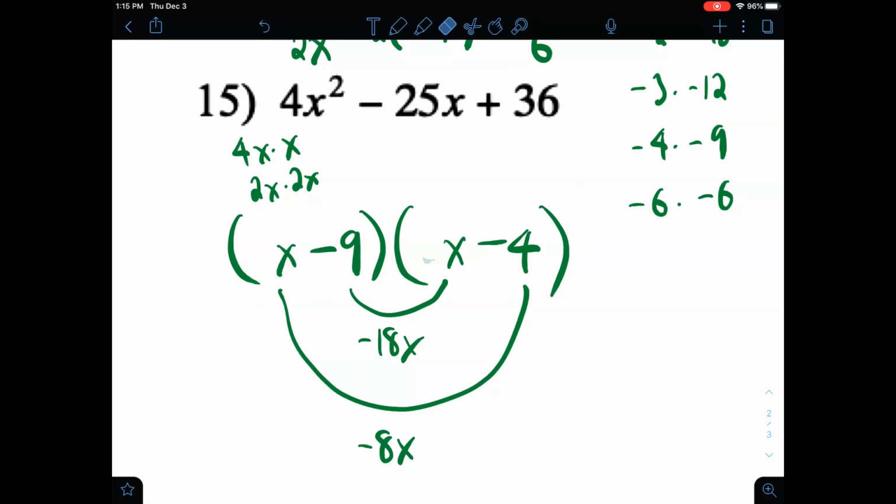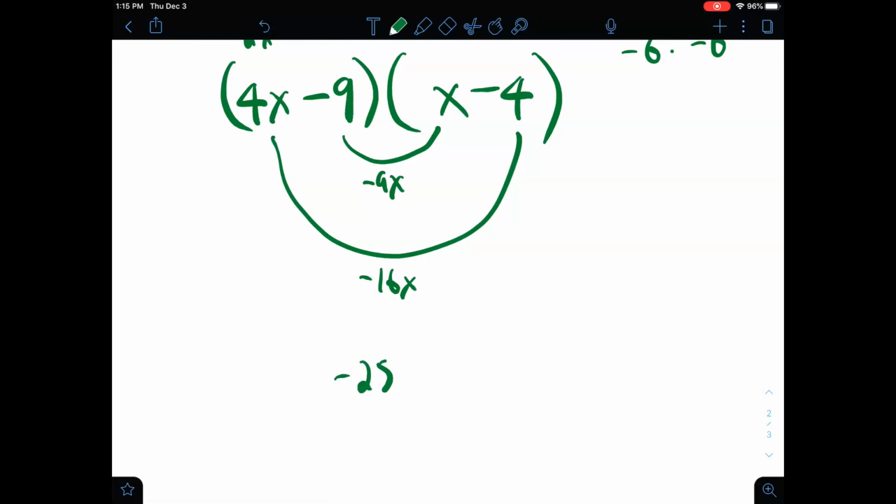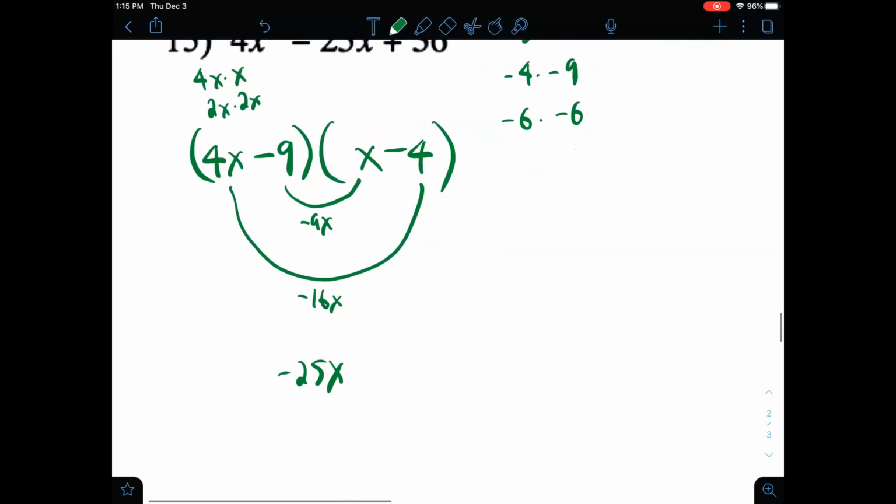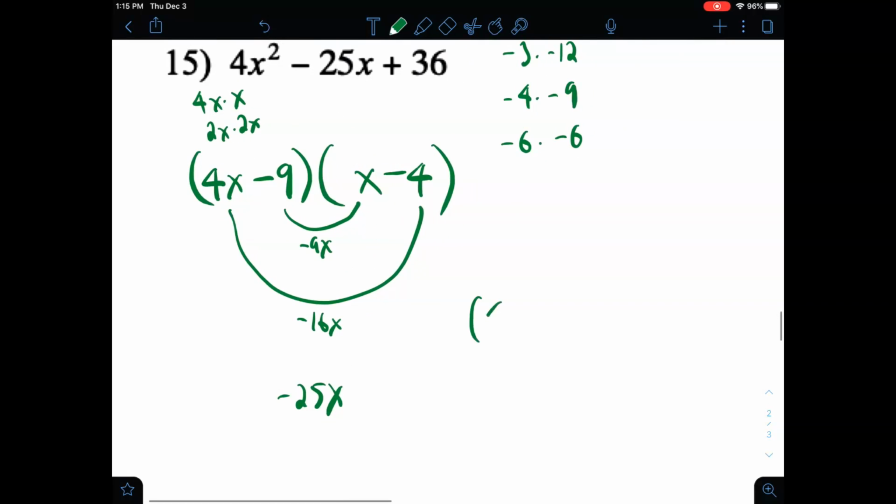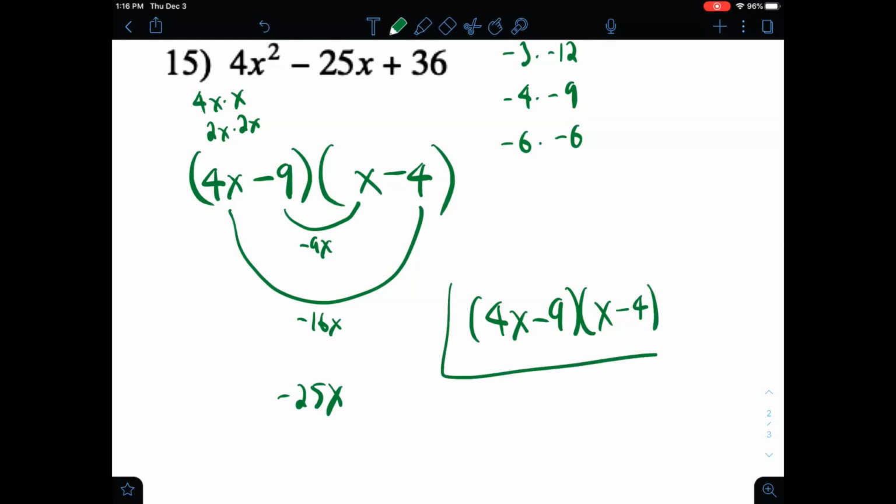What I'm going to do is change it to 4x and x. See if that fixes it for us. So negative 9 times x is negative 9x, and then 4x times negative 4 is negative 16x, and that will fix it, which is going to be negative 25x. So our final answer is going to be 4x minus 9 times x minus 4.